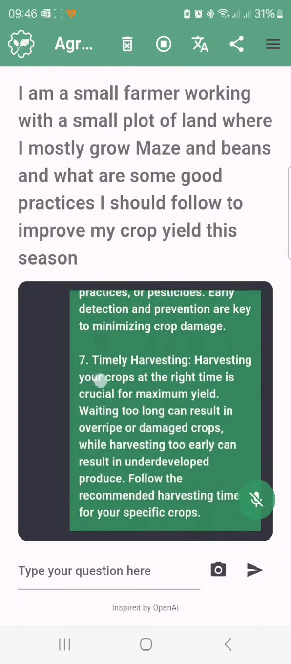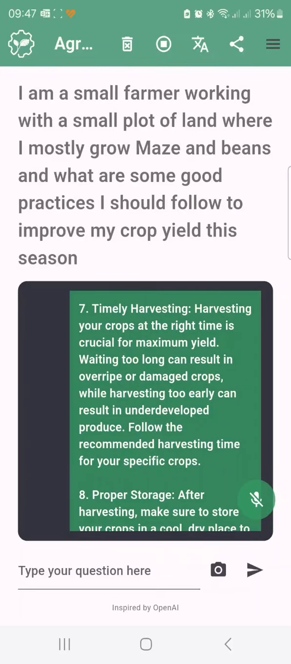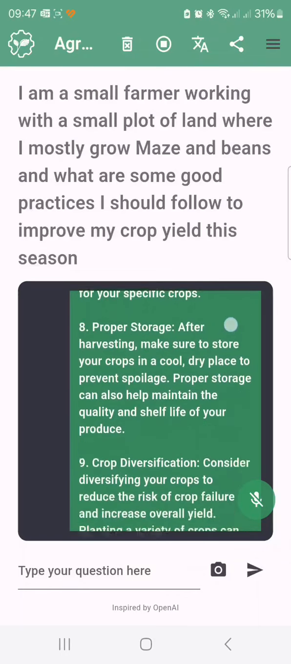7. Timely harvesting. Harvesting your crops at the right time is crucial for maximum yield. Waiting too long can result in overripe or damaged crops, while harvesting too early can result in underdeveloped produce. Follow the recommended harvesting time for your specific crops.